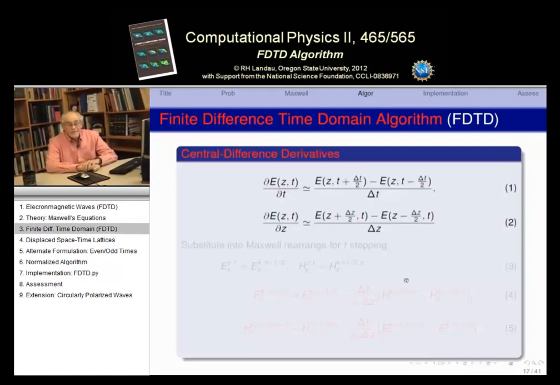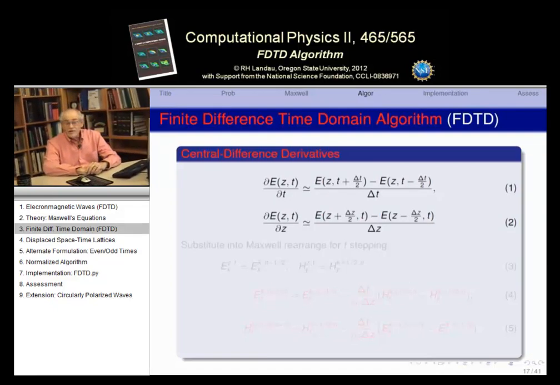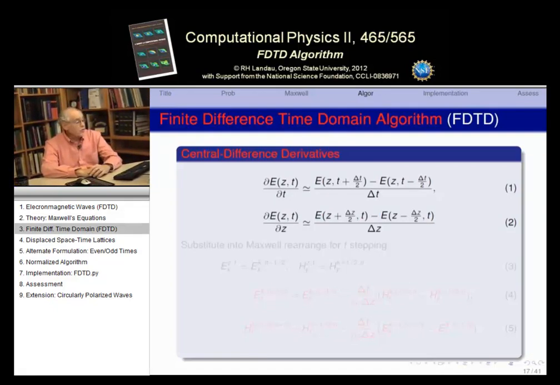We do it the usual way. Okay, we have derivatives. We can't, on the computer, evaluate the derivatives exactly, not unless we know an analytic form for all times, and that's not what we're about. So we approximate the derivatives, both the time and the space derivative, with finite differences.